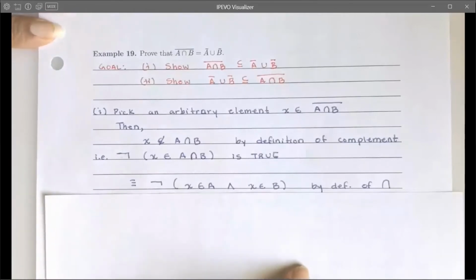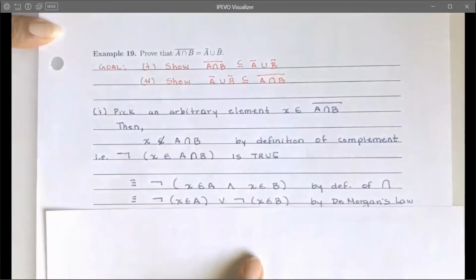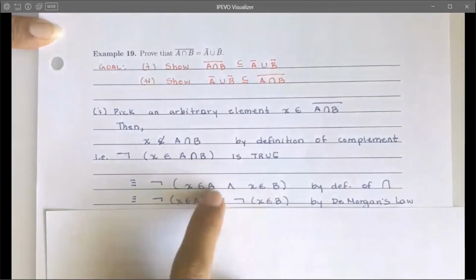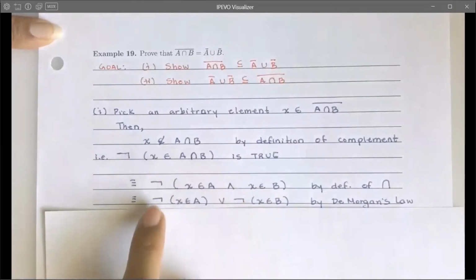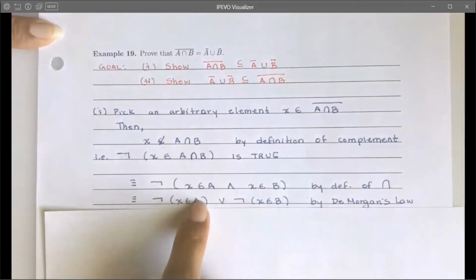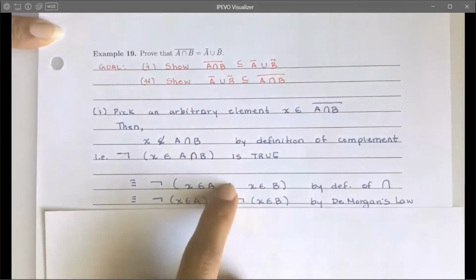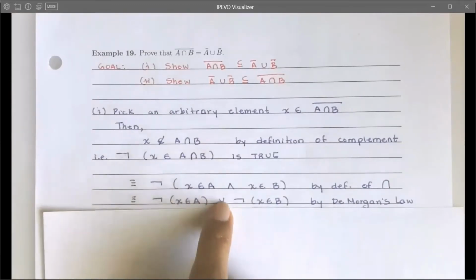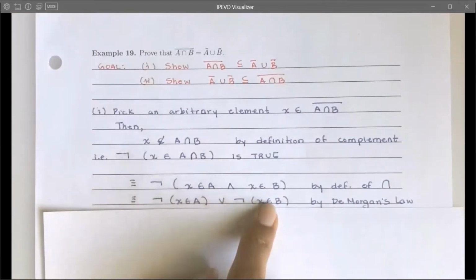And now because we have a compound proposition with negations, we're allowed to use the equivalence laws for compound propositions. In particular, we can use De Morgan's laws to apply the negation to each of these individual claims. And so what that would look like would be negation of x is in A, or, because we had a conjunction before and that has to change under De Morgan's law, so or negation of x is in B.